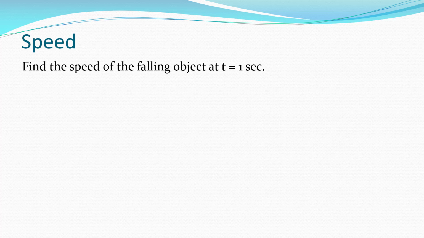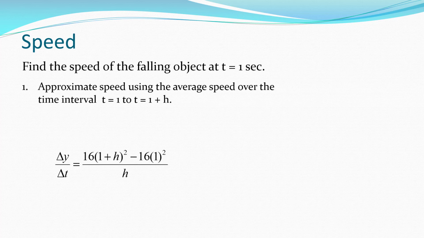So instead, we won't try doing it exactly, precisely right away. We'll just approximate it and see what happens. So let's approximate that speed by using the average speed, just over a really small period of time, from 1 second to 1 second plus a small bit of change in time.